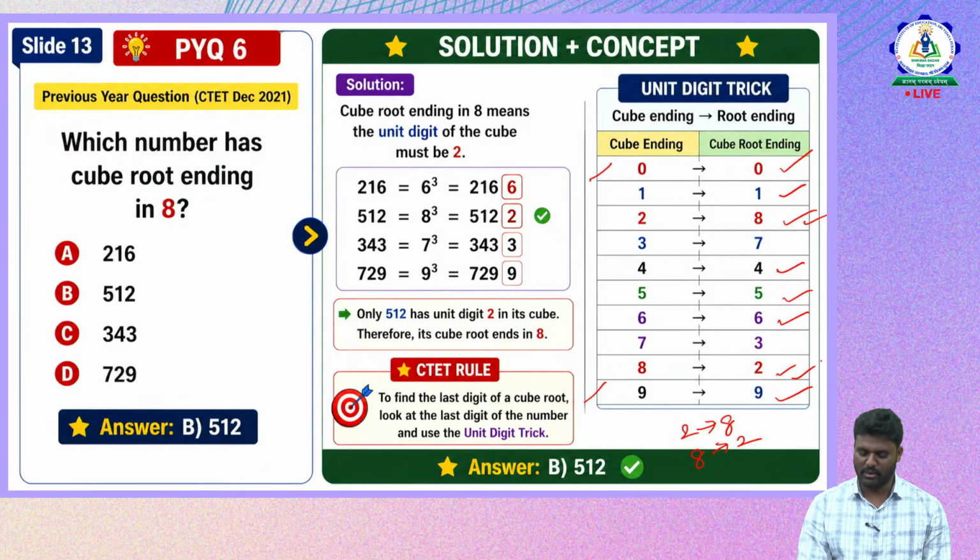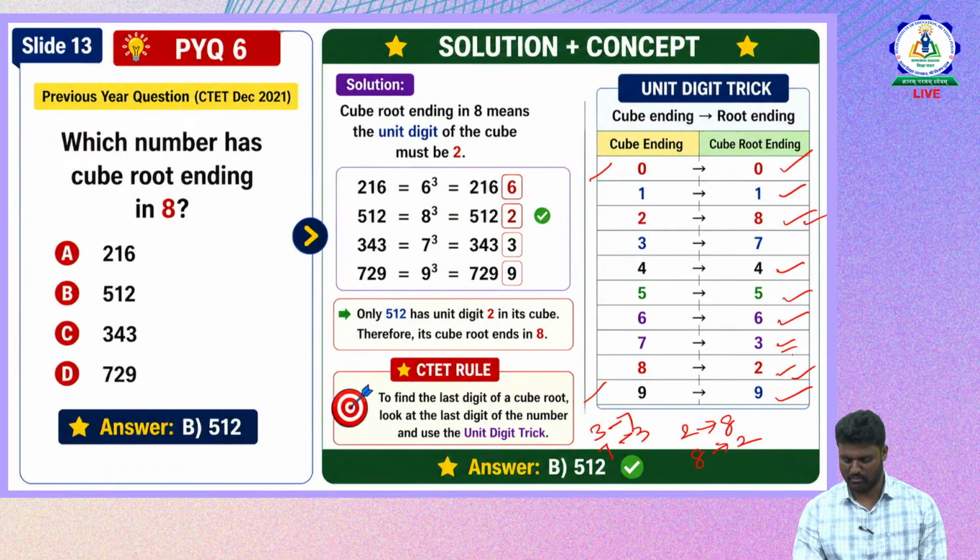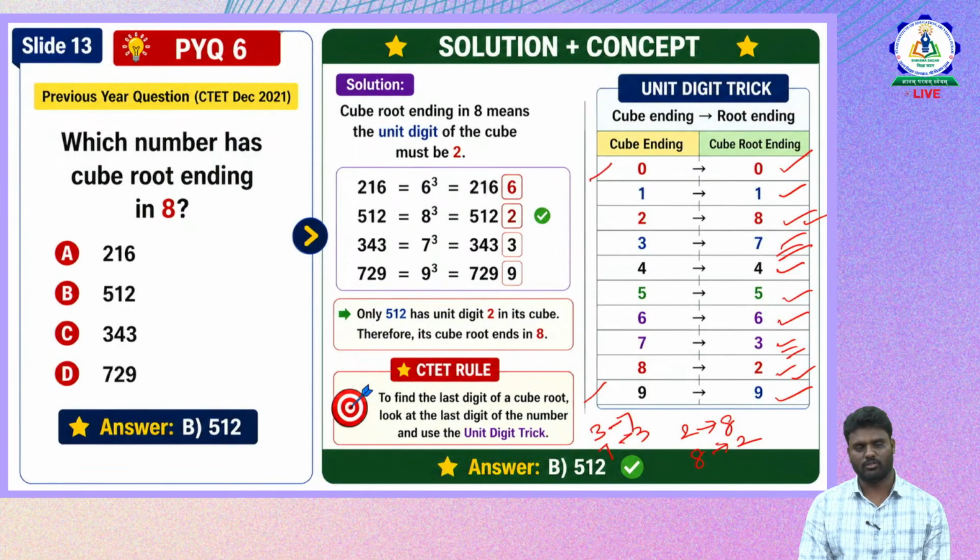Similarly, the cube of 3 always ends with 7, and the cube of 7 always ends with 3. So this you can remember. If you remember these things, many of the questions on the concept of cube and cube root, usually based on these concepts, we can solve with the unit digit trick only.